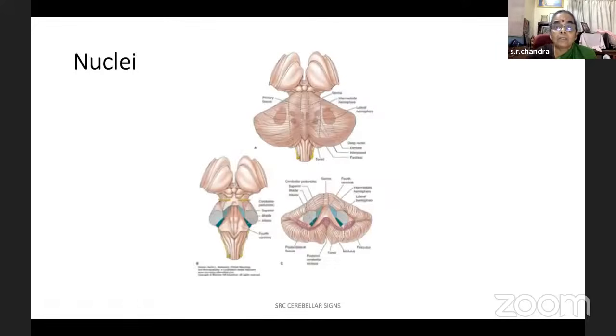And the cerebellum has nuclei. This is the dentate nucleus, which belongs to the neocerebellum. And we have the nucleus interpositus, that is, emboliform and globose together are called nucleus interpositus, which belongs to the paleocerebellum, and this is the fastigial nucleus, which belongs to the vestibulocerebellum.